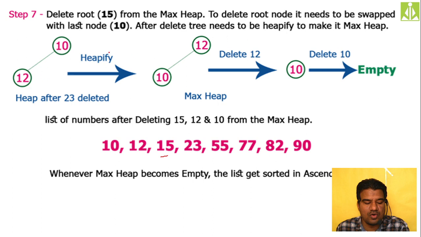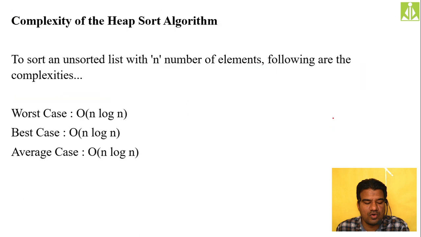Again you heapify, 12, 10 you will get. Again you shift it and delete 12. Finally only one node remains. So that node you put over here and make the tree empty. In this way we perform the heap sort operation.